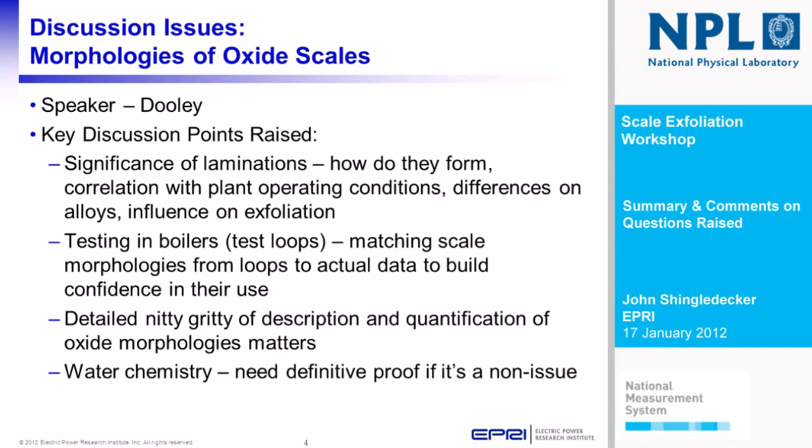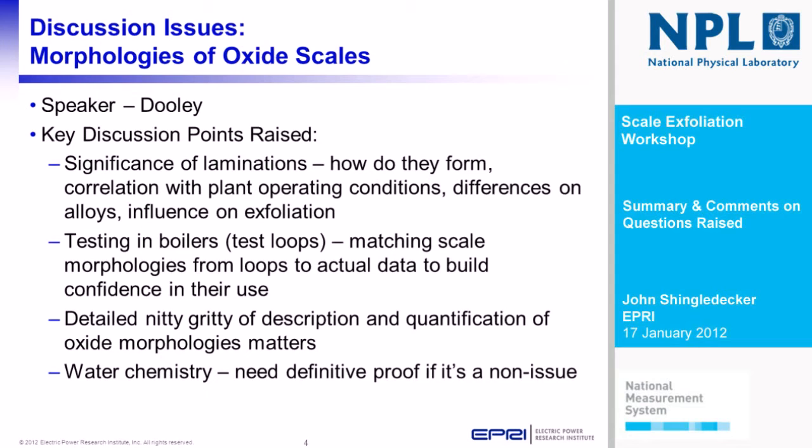So it's something else. And then there are clear differences on the alloy, and there may be some influence on when things exfoliate. That's the same comment as before that I put on for the morphologies in the boiler test loops. But I think the main takeaway is that quantifying the oxide morphology does matter. And although there's a feeling that water chemistry isn't an issue, it would be good to have the community have some definitive proof.